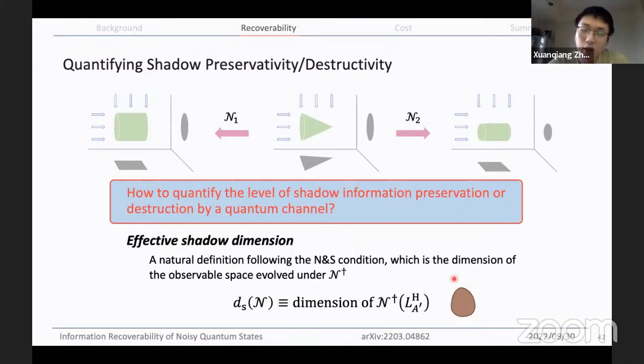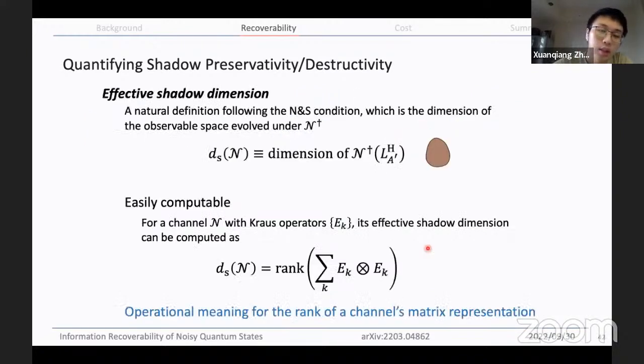So remember that the shadow information can be recovered if and only if the corresponding observables are in this brown area. So we just take the dimension of this space as the effective shadow dimension. And this quantity is easily computable by using the channel's cross operator. We first use its cross operator to calculate the channel's matrix representation. Then the rank of this matrix representation is the effective shadow dimension. So now we're giving an operational meaning for the rank of a channel's matrix representation.